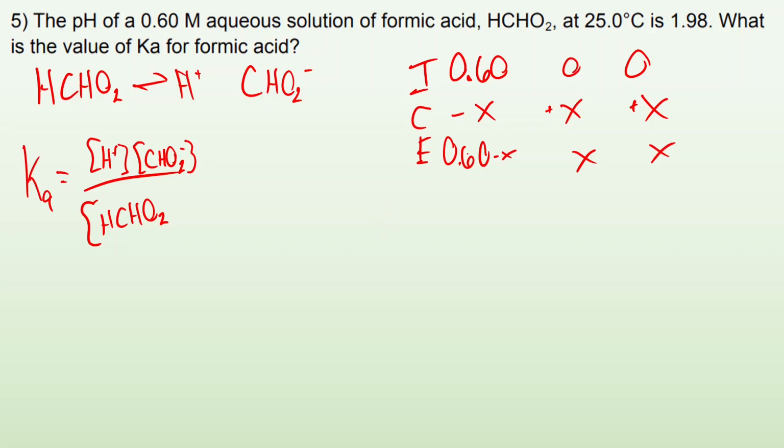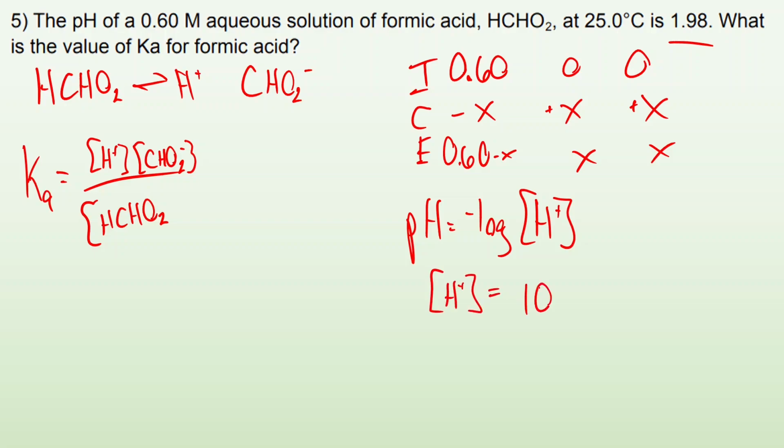Right? Now what is X? Well, they tell me what the pH is. It's 1.98, and I can use that to solve for my H plus. So I know pH equals negative log of the H plus ion concentration. So if I rearrange to get my H plus, it is equal to 10 to the negative pH. So I can plug that in. I get 10 to the negative 1.98. And as a number, what do I get when I do that? I get 1.05 times 10 to the minus 2 molar.